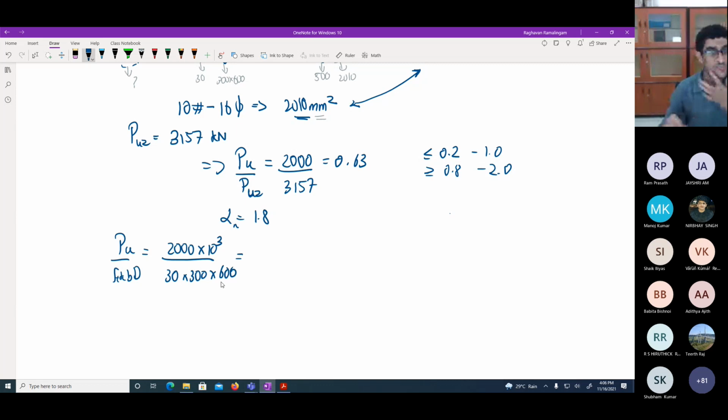How much is this? And find this, and then also find pt, which is equal to 2010 by 300 into 600 into 100. Okay, pt by fck rather, so into 30. So find out these two things and tell me.